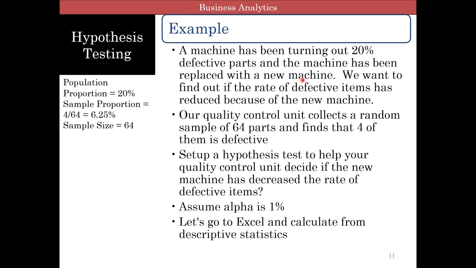The machine has been replaced with a new machine, and we want to see if all this extra investment we paid has changed things. We take a sample of 64 parts. We find 4 of them defective. That's 6.25%. And so, can we just conclude that things have changed and it has reduced? No, we can't, because this could just be a sampling error. So let's do a hypothesis test to see whether 6.25% comes from a population which is really less than the population proportion of 20%. So it's a lower tail test here.